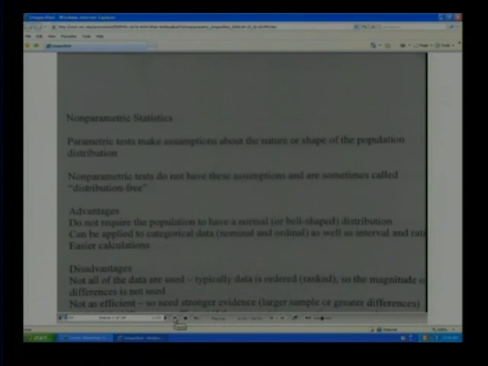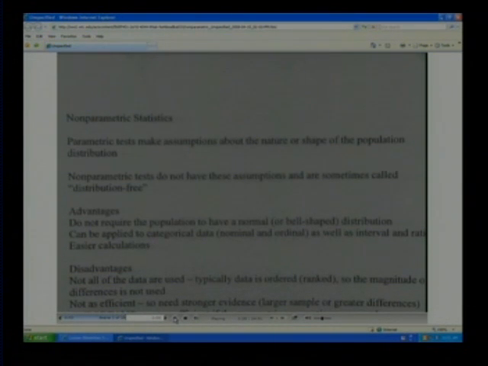Up to this point in the course, with the exception of the chi-square, we've been talking about parametric statistics. Parametric statistics make certain assumptions about the parameters. What parameters, you might ask? Well, the parameters of the mean, the standard deviation, the distribution. Non-parametric statistics are not going to make assumptions about those parameters.